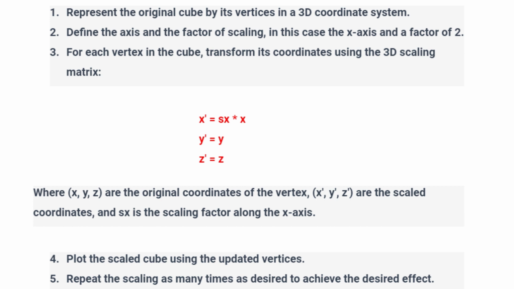X' is equal to sx times x. Y' is equal to y. Z' is equal to z, where x, y, z are the original coordinates of the vertex, x', y', z' are the scaled coordinates, and sx is the scaling factor along the x-axis. Plot the scaled cube using the updated vertices. Repeat the scaling as many times as desired to achieve the desired effect.